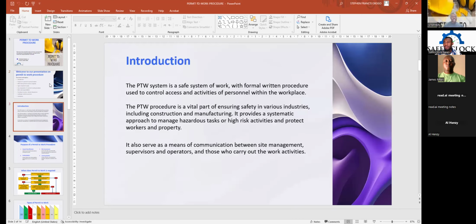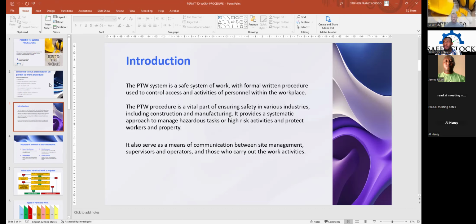Now, for the introduction aspect, the permit to work system is a safe system of work with formal written procedure used to control access and activity of personnel within the workplace. Okay, there are so many definitions, but at the end of the day, we may mean the same thing. Now the permit procedure is a vital part of ensuring safety in various industries, including that of construction and manufacturing. It is used in virtually all industries.